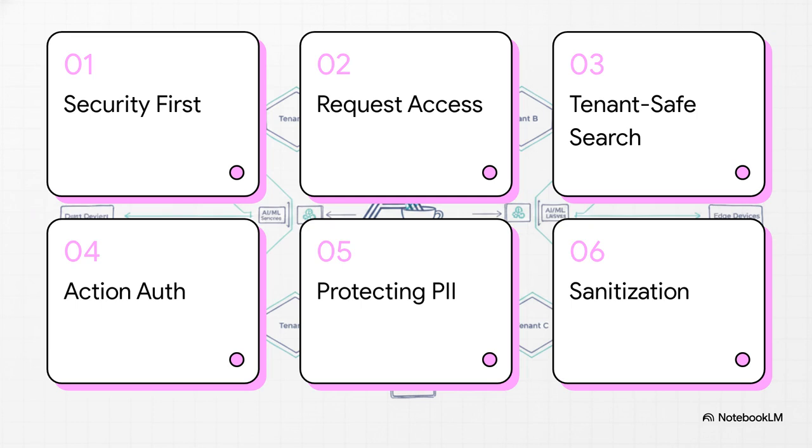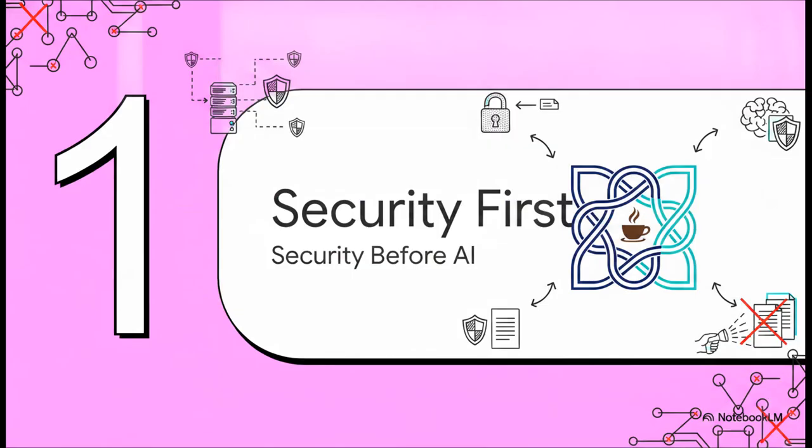Here is our roadmap for the request lifecycle. We're going to hit security before AI intelligence, request access and policy, tenant-safe evidence retrieval, authorizing AI actions, processing and protecting PII, and finally, output sanitization and testing. Section 1. Security before AI intelligence.